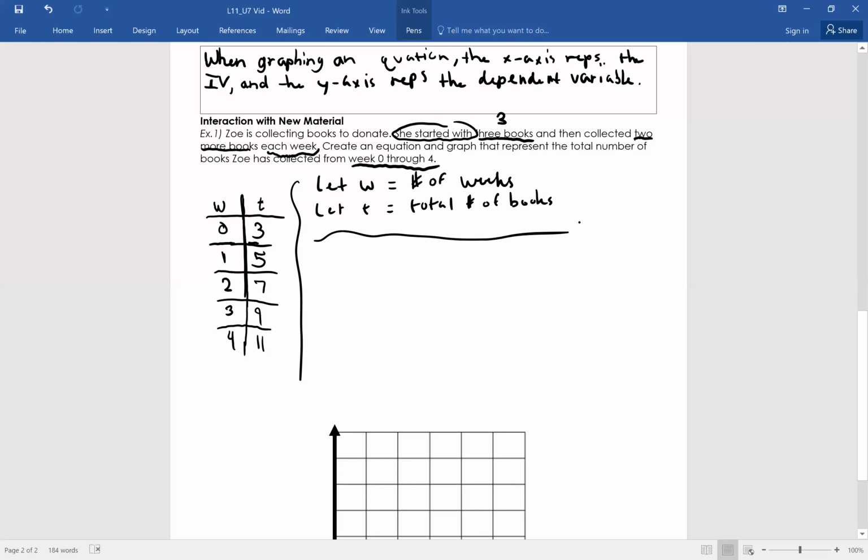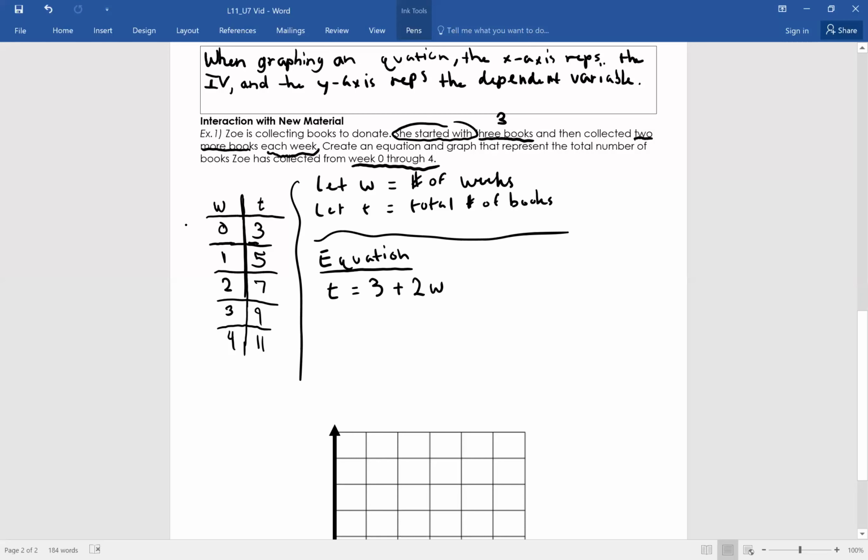Note of an equation. Some of you might make the equation first, which is okay as well. Now that I have variables and I have some numbers, I'm going to go ahead and create my equation. So T, which represents the total, is equal to whatever we started with first, 3, plus 2W. So how do I know that this equation matches this table? Well, let's figure that out.